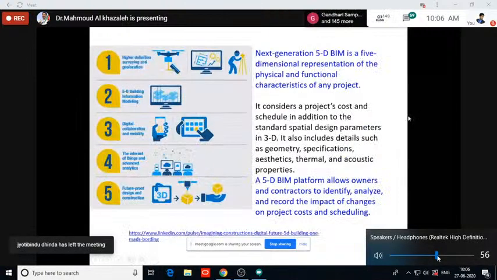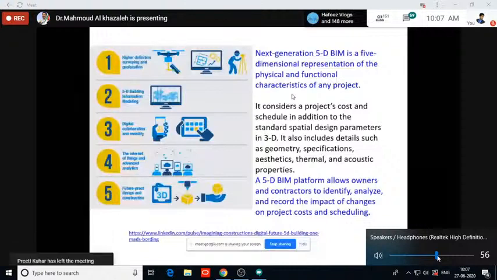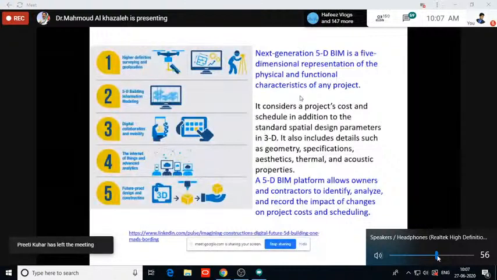Next generation 5D BIM is a five-dimensional presentation of physical and functional characteristics. So any civil engineer in the future will see his project before starting to build it. He will see even the building services used, even the users and the behavior of the building under usage. So he can study the project before implementing it, even before constructing. So this 5D technology will enable all civil engineers in future to implement the project 100% correctly without mistakes, and to study the behavior of the structure and the design while they put it under functioning.